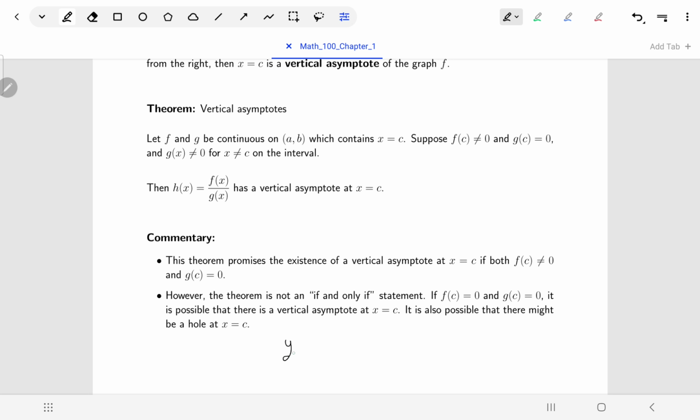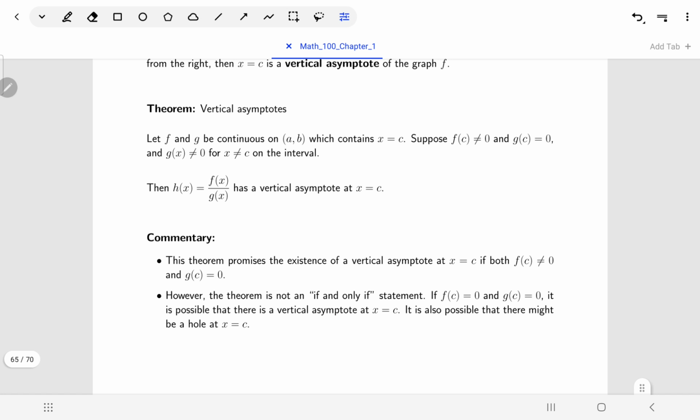As an example of that, a function like y equals x over x squared. At x equals 0, the numerator is 0 and the denominator is 0, but actually you've got a vertical asymptote at 0 because this function simplifies to give you just 1 over x. So actually this function is equivalent to 1 over x. You have a vertical asymptote at 0. So this theorem can help you detect vertical asymptotes when it's not in the form of 0 over 0.